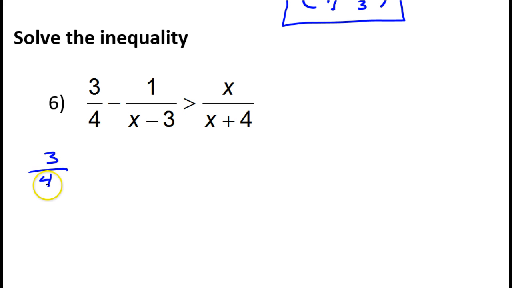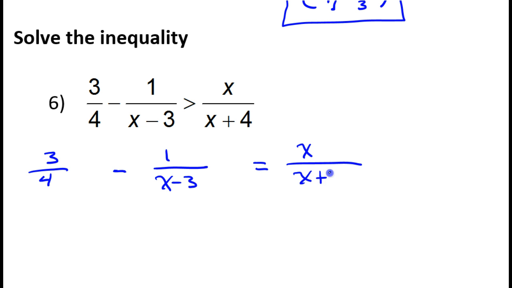So I'll have 3/4. See, I'm looking to see how much I need to space this out. So minus 1 over x minus 3, equals x over x plus 4. Alright, so I'm going to solve this equation. That's going to be one of the things that I will put on my number line.